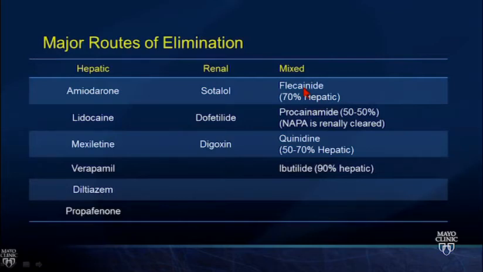So you need to make some dose adjustment in patients who are end-stage renal failure. The potassium channel blockers, dofetilide and sotalol, are mostly excreted by the kidneys. Now, procainamide, remember the buzzword NAPA is going to be excreted by the kidneys.